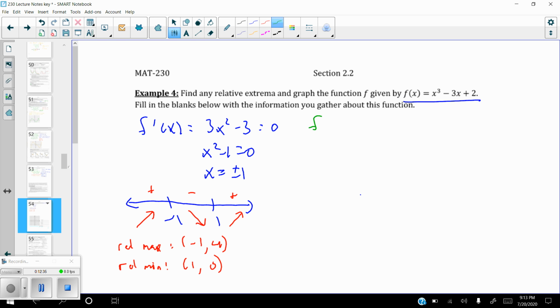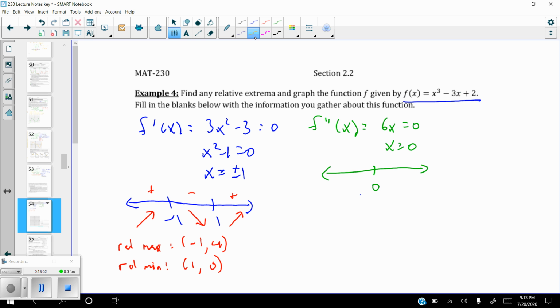Now we're going to need the second derivative. The second derivative here is pretty easy. That's just 6x. We're going to set that equal to 0, so x equals 0. It is basically the critical value of the second derivative. That tells us where we have a potential for an inflection point. Let's test the concavity around that.